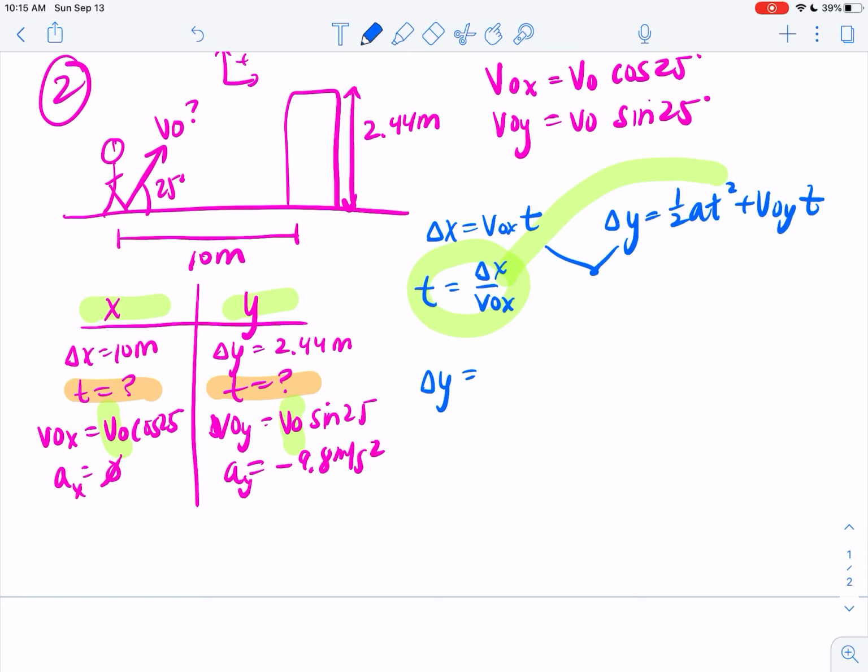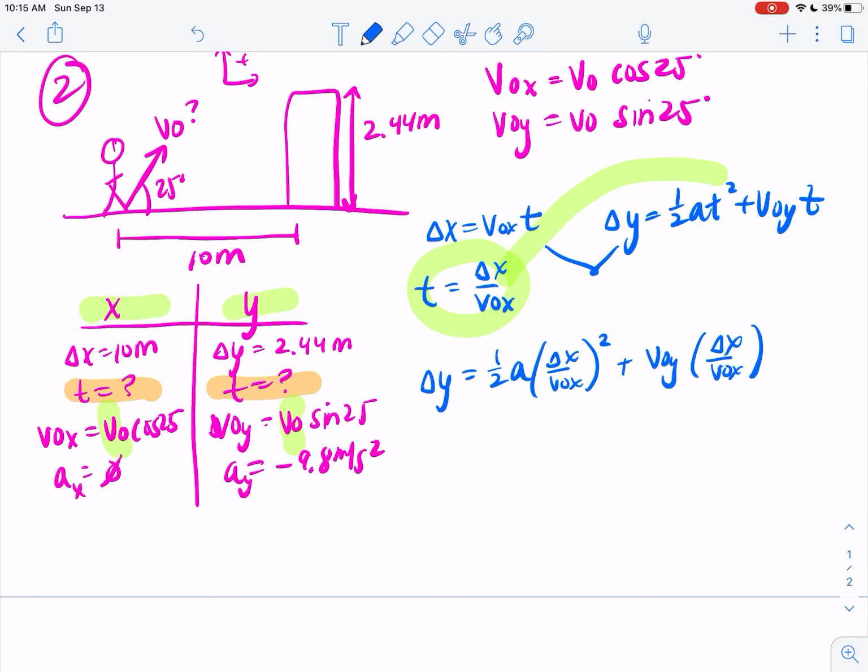So delta y equals 1/2 a (delta x over v naught x) squared plus v naught y times delta x over v naught x. I'm just substituting in that time. In this case, it looks like I'm getting rid of the time, so I'm going to end up solving for the v naught directly. I don't even need the time. Now we just have to do some mathematical wizardry and get this to work.